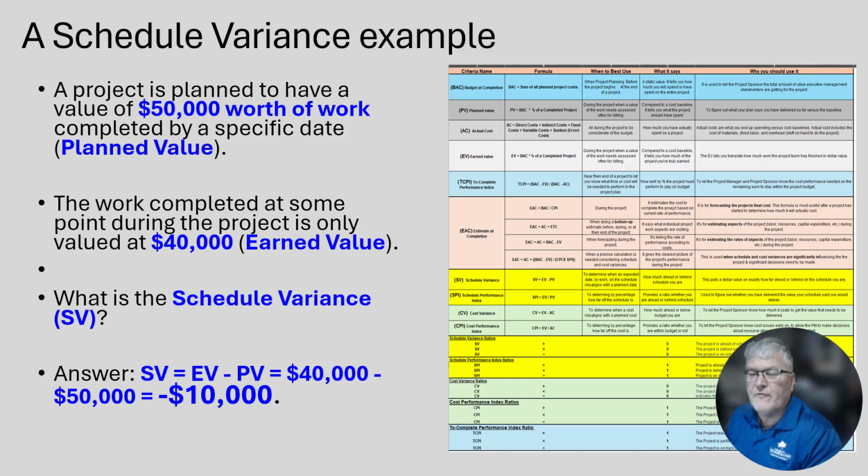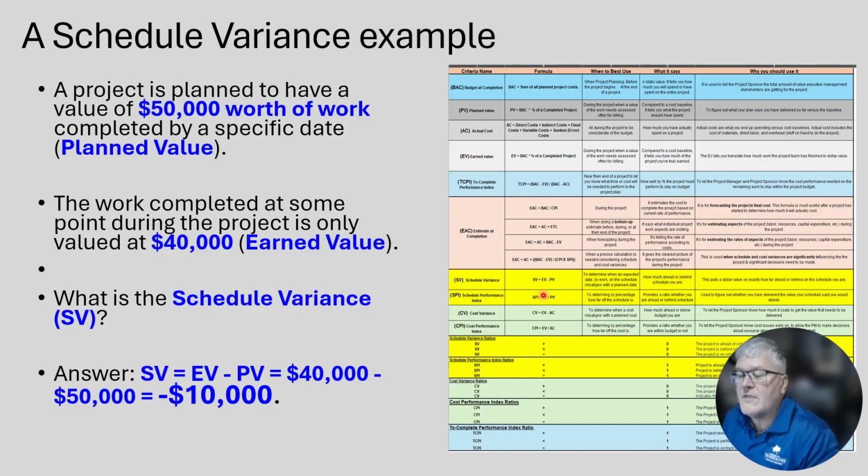Here is a schedule variance example. A project's planned to have a value of $50,000 worth of work completed by a specified due date. The work completed at some point during the project is only valued at $40,000. What is the schedule variance?